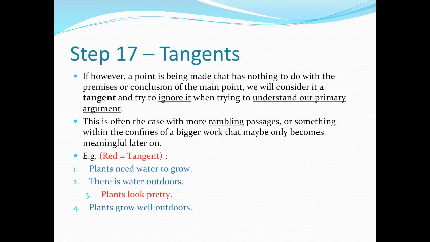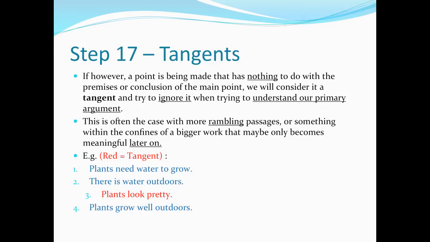Step 17. Tangents. If, however, a point is being made that has nothing to do with the premises or conclusion of the main point, we will consider it a tangent and try to ignore it when trying to understand our primary argument. This is often the case with more rambling passages, or something within the confines of a bigger work that maybe only becomes meaningful later on.